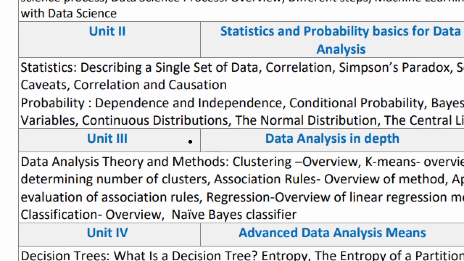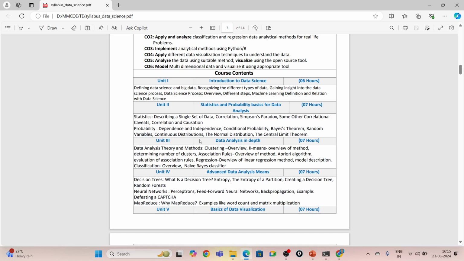In unit number 2, if you understand this first part, where we are talking about describing a single set of data, then the rest of the things are very easy, because everything has a relevance with that topic. So we'll try to complete unit number 2. Today we'll start with unit number 2.